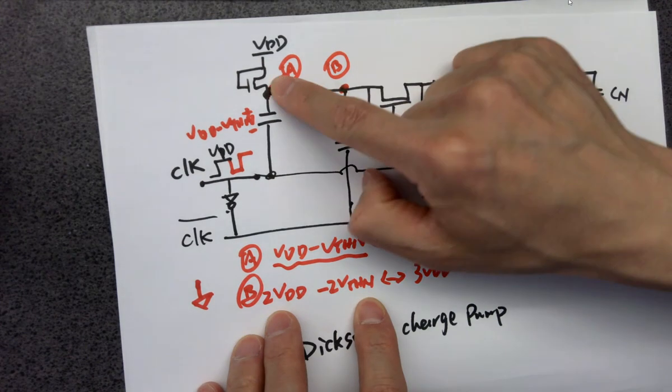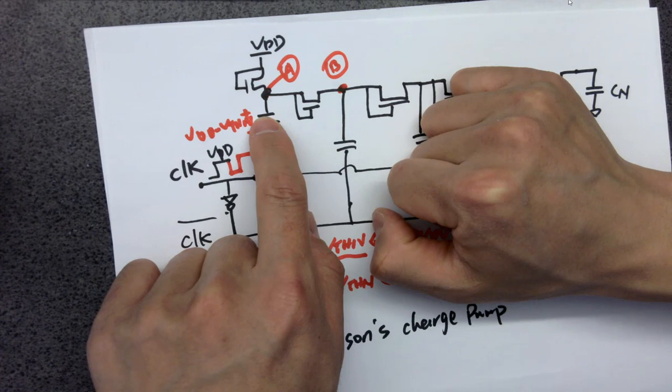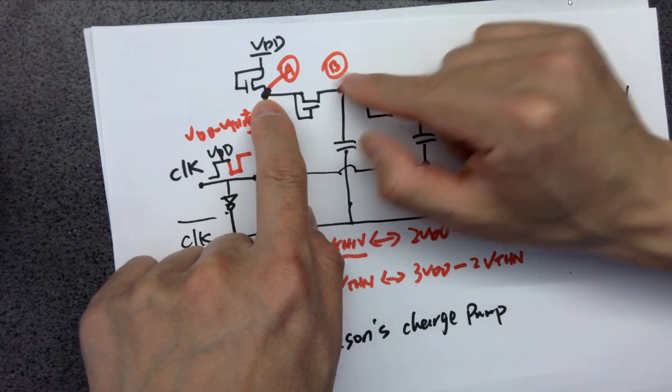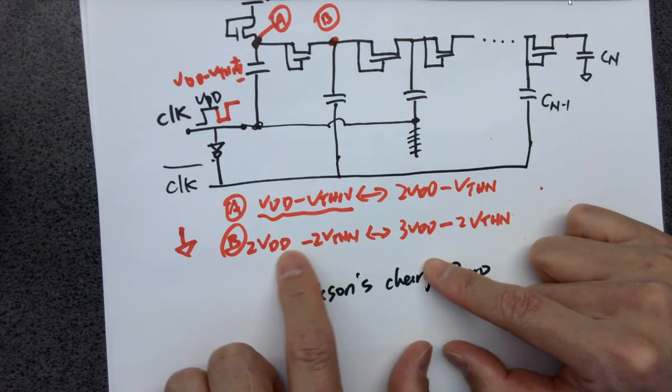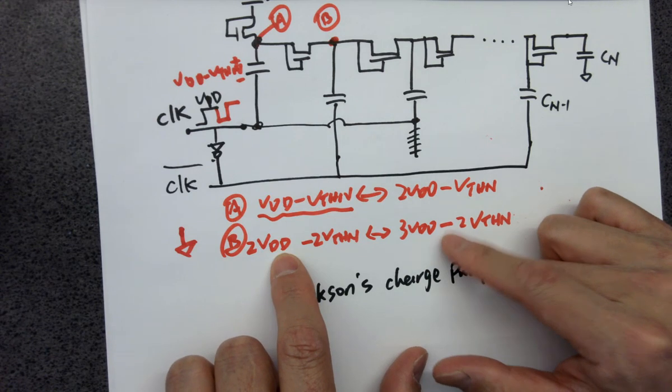And why is it not going back? Because the voltage here at the highest is only 2 VDD minus VTHN. And this is the diode connection. It's getting reverse biased. There's no current, no charge is going to go back. So it's getting trapped over here. So eventually it swings between this and this. I will explain this further on Wednesday.